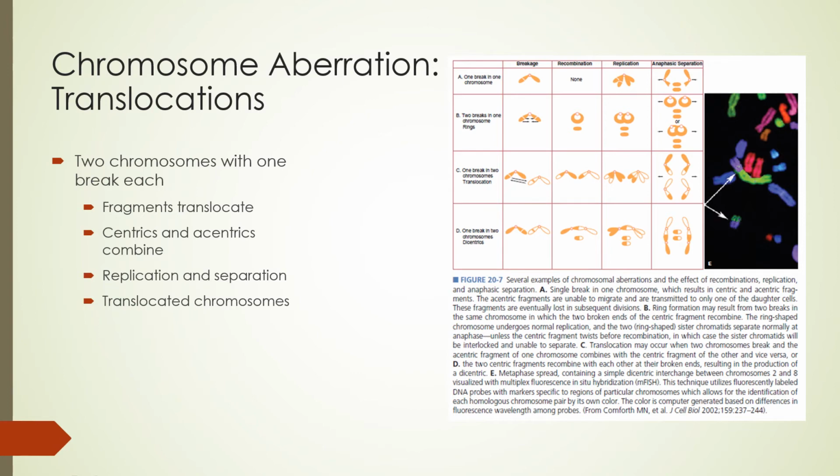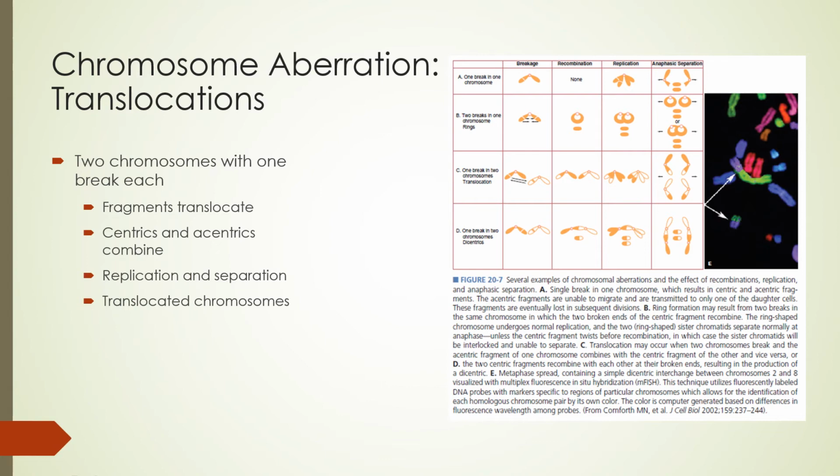Row C shows a type of chromosome aberration called a translocation. In the first step, two chromosomes each have one break at an end. The second step shows the broken ends interchanging, with each eccentric end recombining with a different centric fragment. After replication and separation, the two resulting chromosomes have exchanged or translocated end pieces.